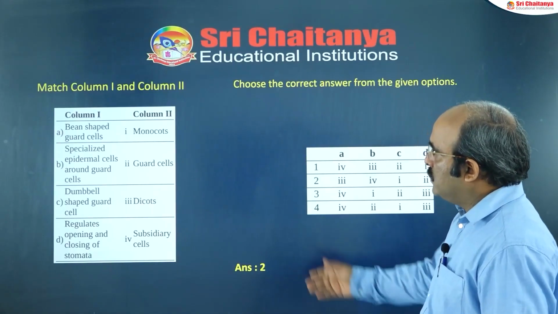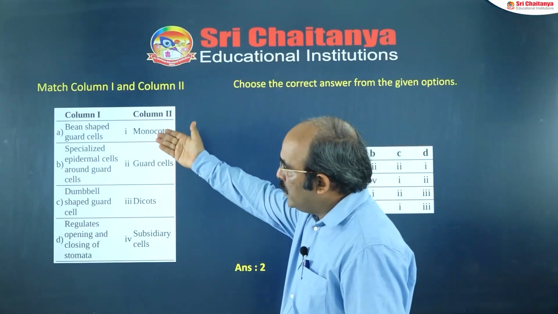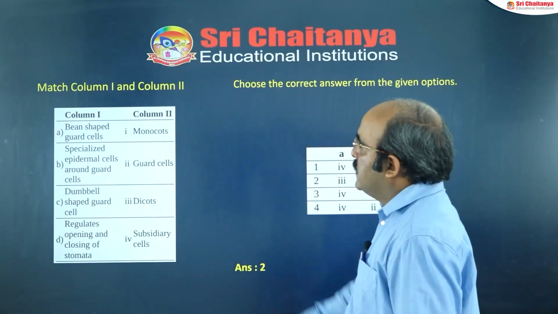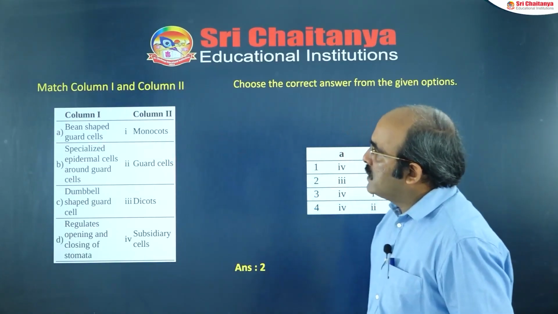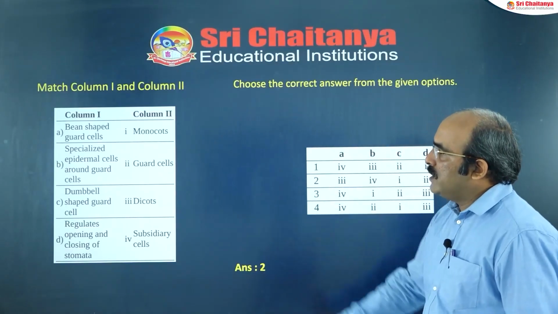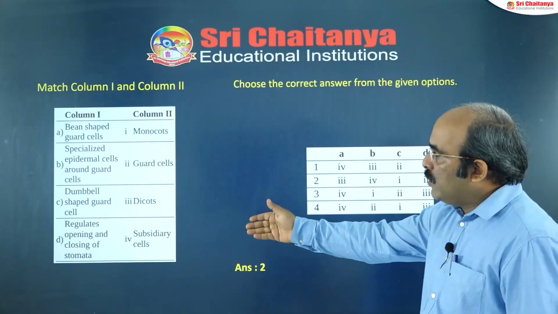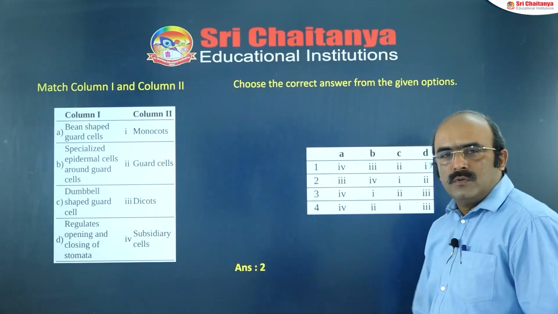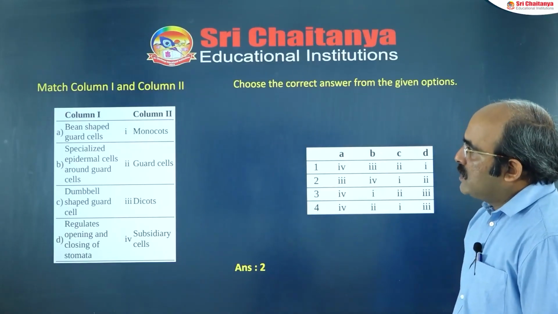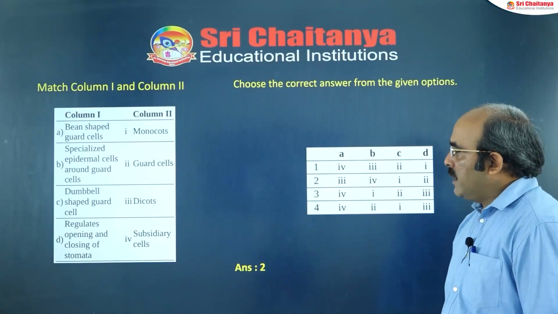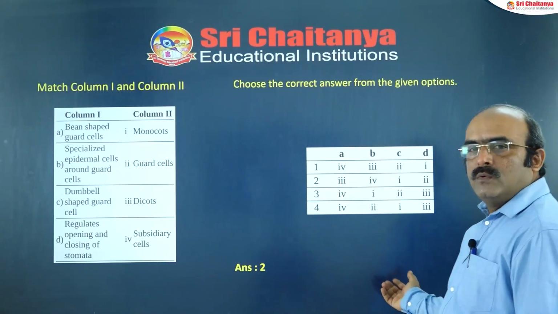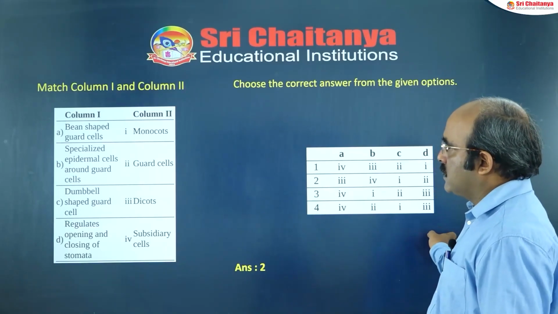Then now this is the match the following, where you have bean-shaped guard cells, specialized epidermal cells around guard cells, dumbbell-shaped guard cells, and regulate opening and closing of stomata. You could match them with monocots, guard cells, dicots, and subsidiary cells, and you can actually get the correct answer.